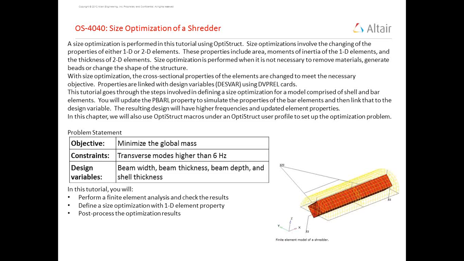So the problem statement is to minimize the global mass. My constraint is to transfer modes higher than 6 Hz. My design variables are beam width, beam thickness, beam depth, and shell thickness. So in this tutorial, we will see how to perform a finite element analysis and check the results. Define a size optimization with 1D element property. Post-process the optimization results.